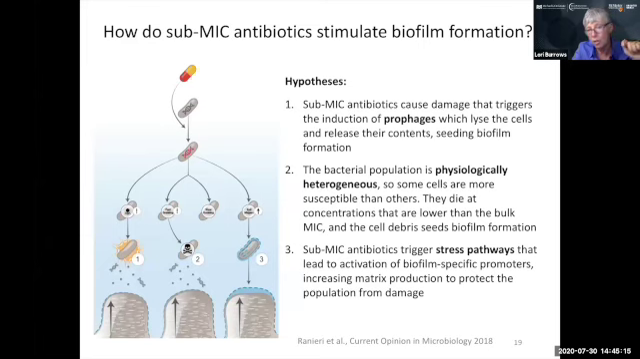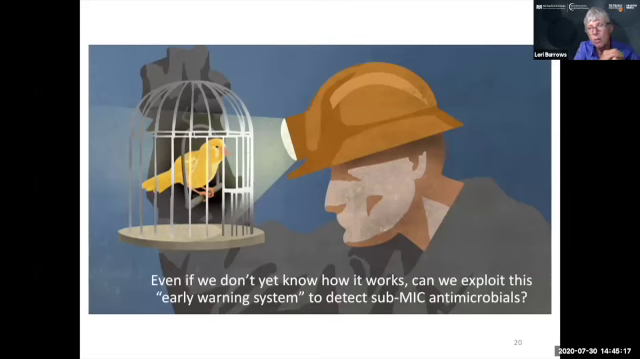But while we're trying to figure out what's going on, we wondered if we could actually exploit this phenotype to detect sub-inhibitory antimicrobials. So in other words, can the ability of bacteria to make a biofilm, even before you get to a concentration of antibiotic that will kill them, be used as sort of a canary in a coal mine to alert us to the fact that a drug might actually have antimicrobial activity, but just be at too low of a concentration.